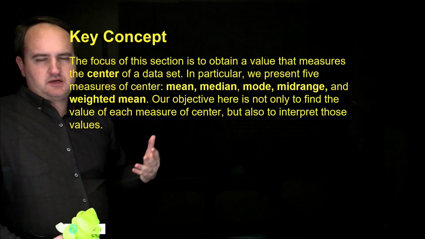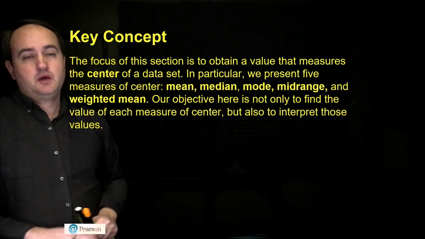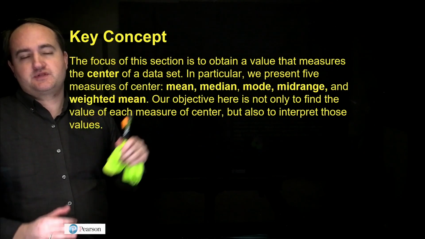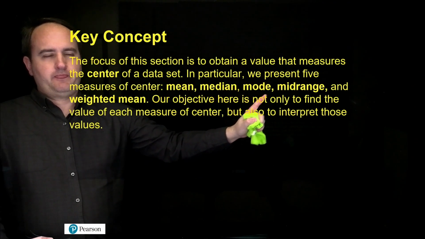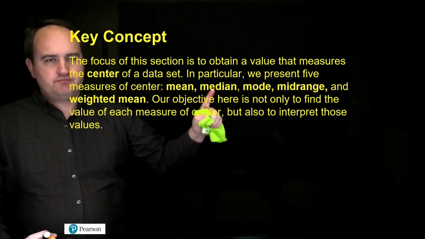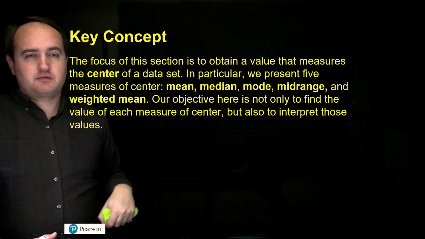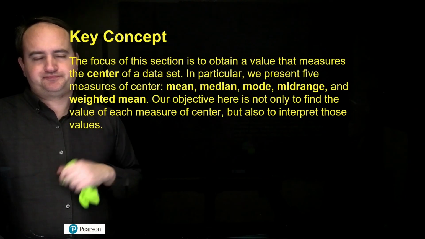There are a lot of slides here. That's why I'm going to break it up into 2 videos. But in this section, we'll be learning about a total of 5 measures of center. We're going to learn the first 4 of them, so mean, median, mode, and mid-range in this video. And then in the next video that I make, I will be doing the weighted mean.